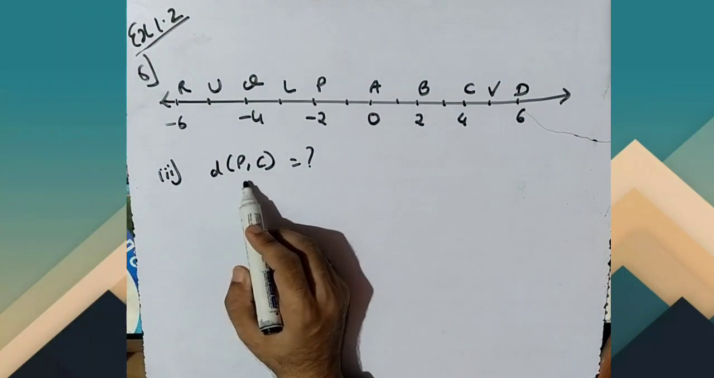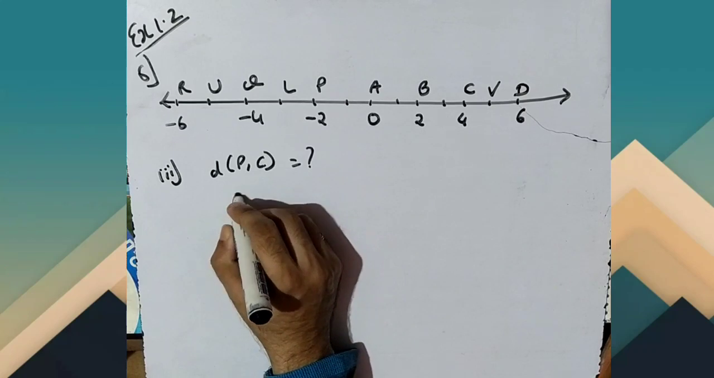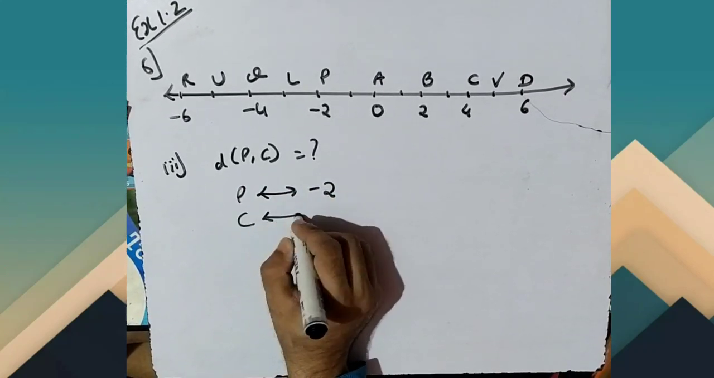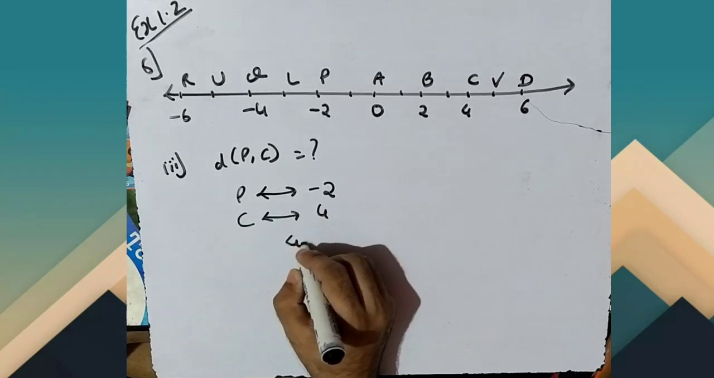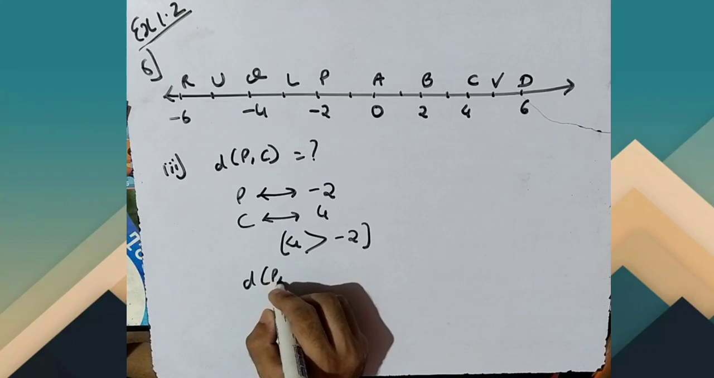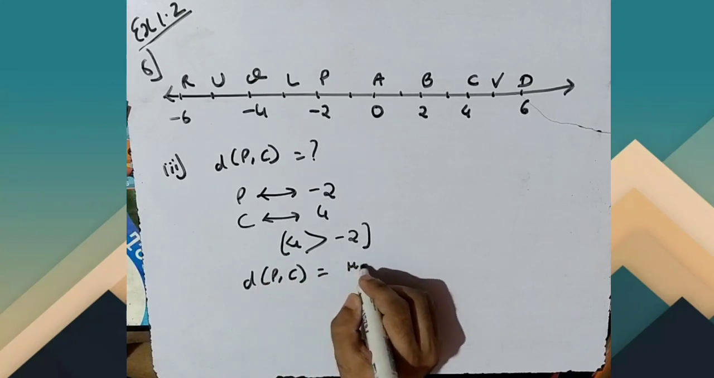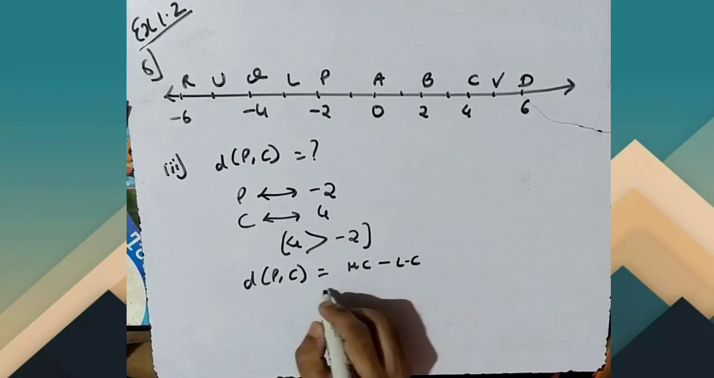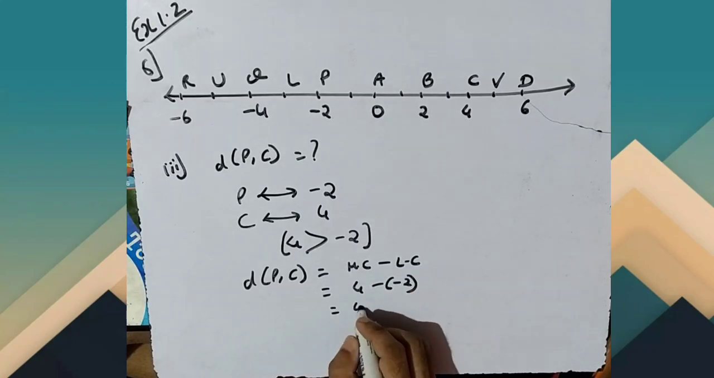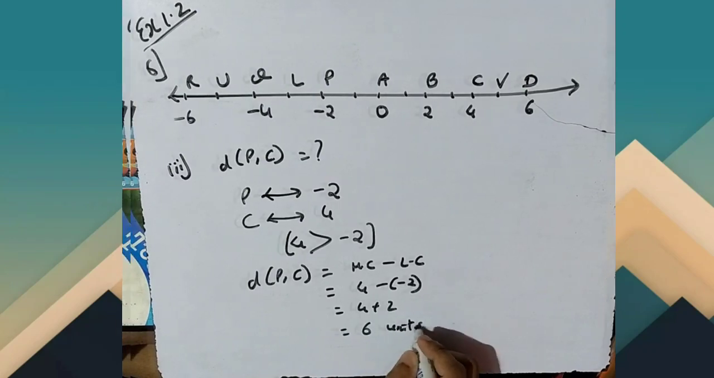Now we have to find out distance PC. Coordinate of point P is -2. Coordinate of point C is 4. 4 is greater than -2. Distance PC is equal to higher coordinate minus lower coordinate. 4 minus (-2), 4 plus 2, which will become 6 units.